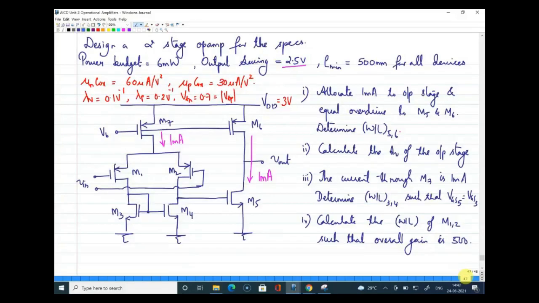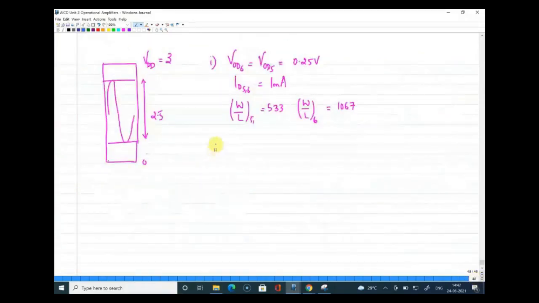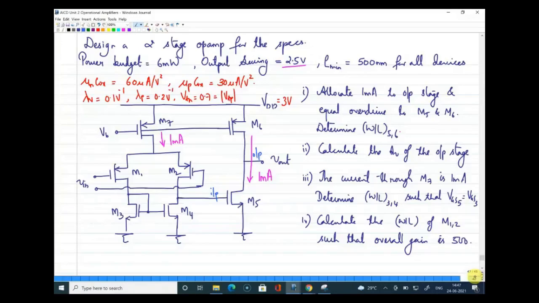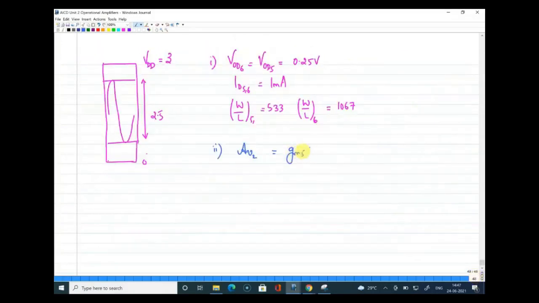Now coming to the second part, you can calculate the voltage gain of the output stage. This is the input and this is the output, so what you have is a common source amplifier. For the second part, I'll write the gain as AV2, because it is the gain of the second stage, and that can be written as GM5 into R05 parallel to R06. You can find GM5, R05 and R06, because the current is given.